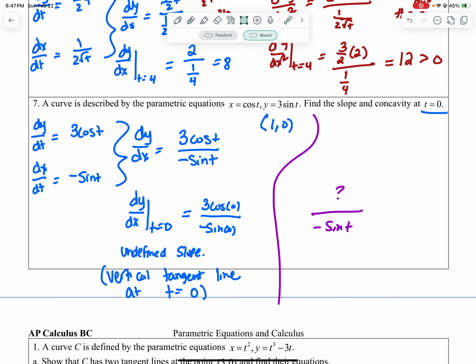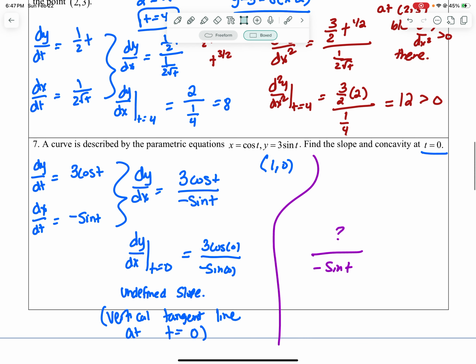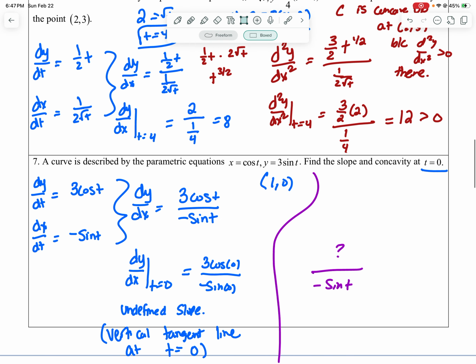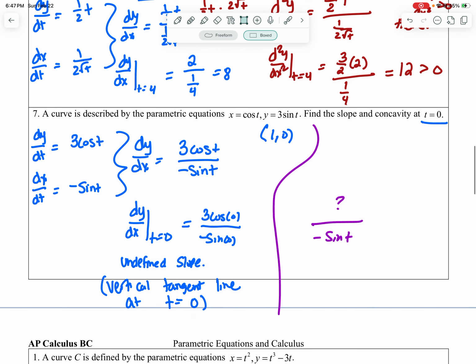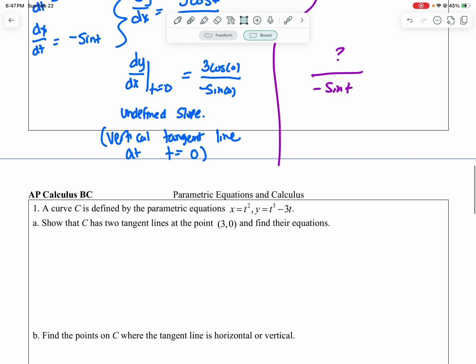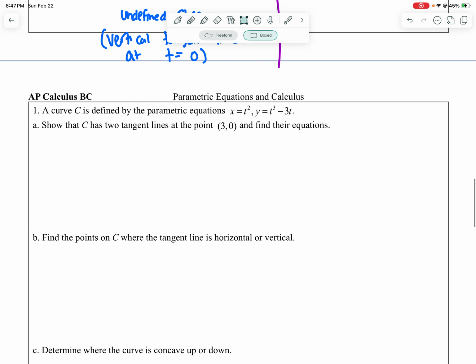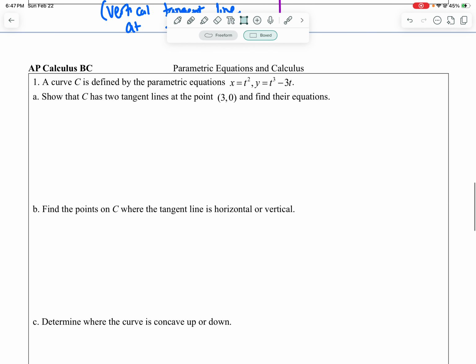Very cool, I know. All right, this is it in terms of the first derivative and the second derivative. But in the next video, I'm going to go over the homework problem so that you guys have it, just because it's more practice.